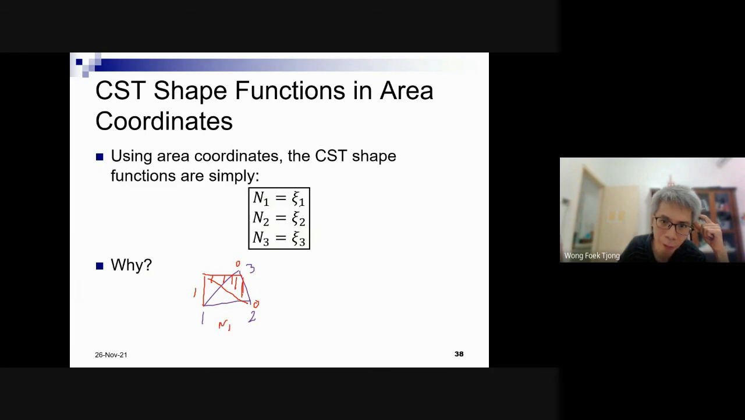How about C1? C1 is defined from the position of a point P, right? And then the distance. We saw before that this is the line where C1 is 0. And then this is exactly the point where C1 is 1. Oh, the same properties, right? And linear. So that's exactly the same as a shape function. The area coordinate is the same as a shape function.